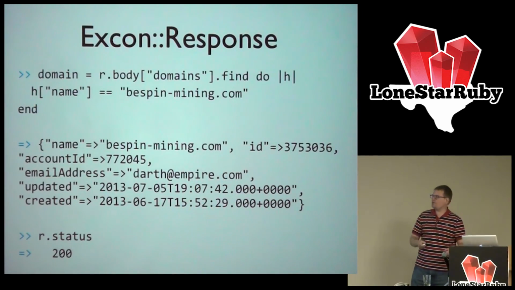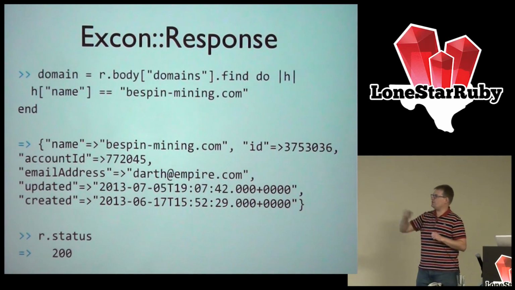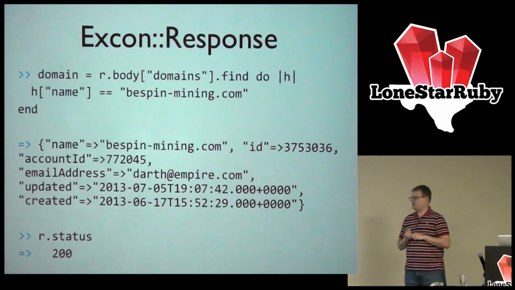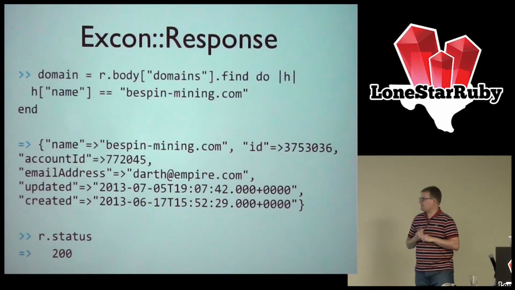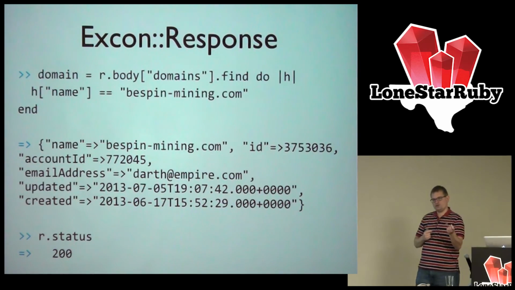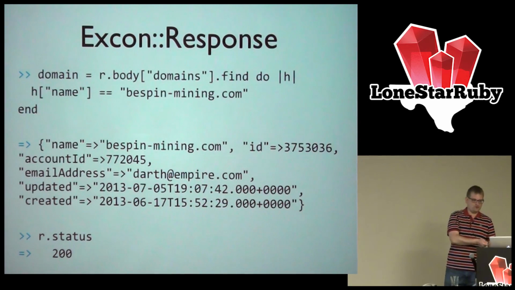So let's see how we would programmatically access this information using Ruby. So we're going to do response.body. We're going to grab that domains hash, and we're going to search for a hash inside of that array that has a key of name that contains a value of Vespa mining. You can see that that was returned here. And then again, just to show you, you can do response.status, and that will return our 200 OK.